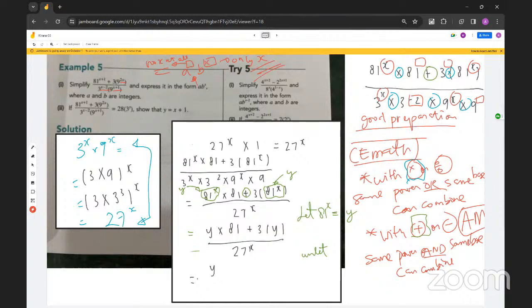Okay. y times 81 is 81y, right? Nothing difficult with that, correct? And then plus 3y. I mean, 3 times y is 3y. Is there anything you can do with 81y plus 3y? Just write down 81y plus 3y.